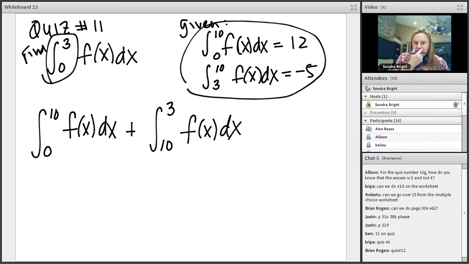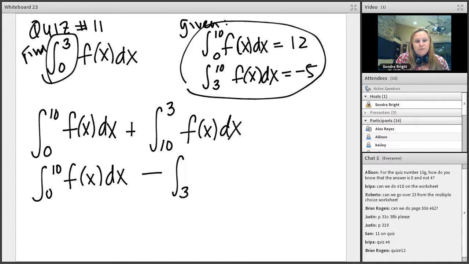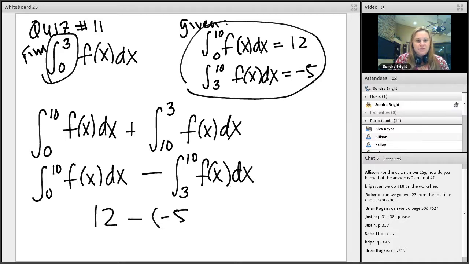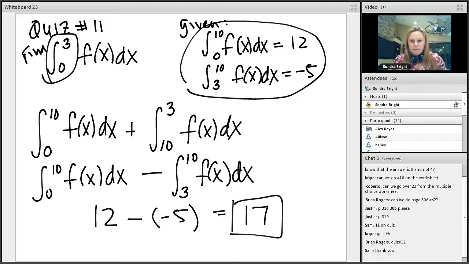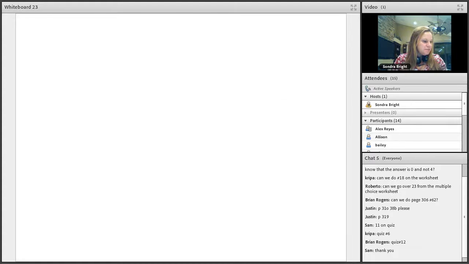Yeah. But we don't have 10 to 3, but we do have 3 to 10. And what we know is that this is equal to the negative of from 3 to 10. They're opposite in sign. You go the opposite direction. All right, so that gives you 12 minus a negative 5, which gives you 17. That's quiz 11. You're welcome. Number 6.